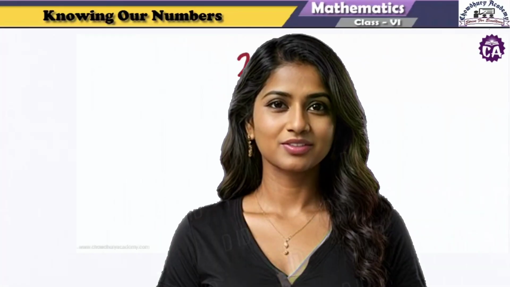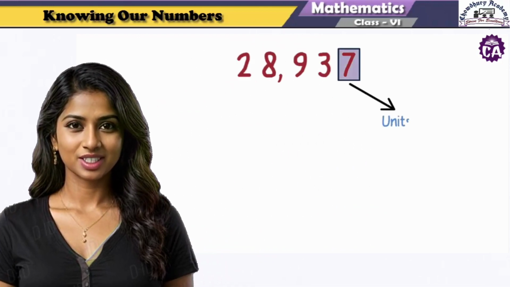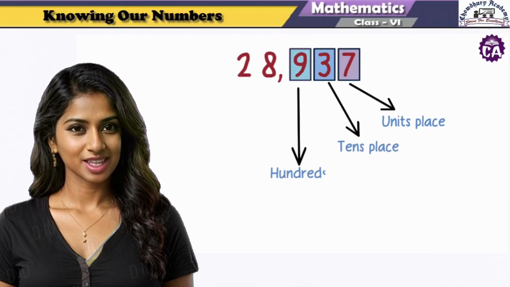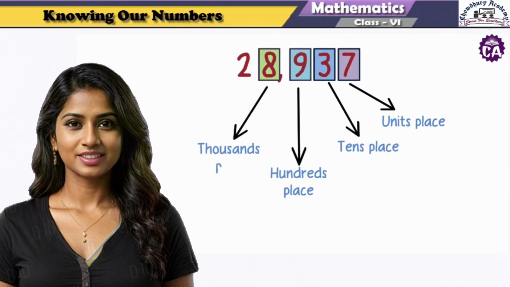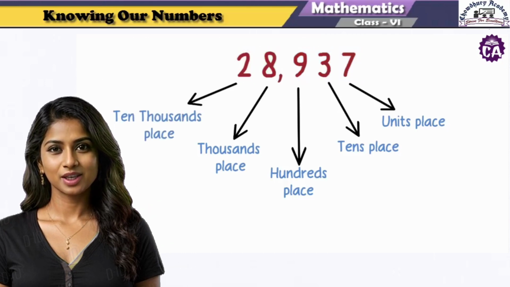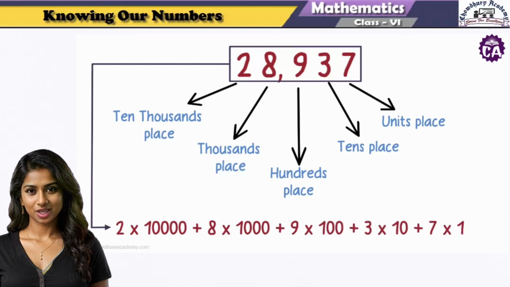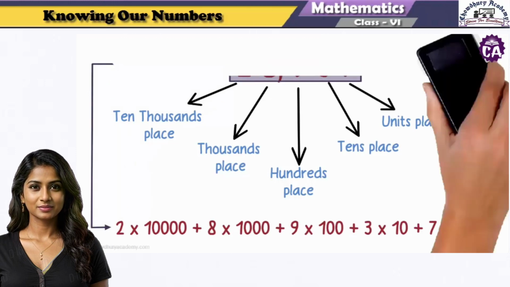We've dealt with 5-digit numbers before. In this number, 7 lies in the units place, 3 lies in the tens place, 9 in the hundreds place, 8 in the thousands place, and the digit 2 lies in the 10,000 place. On expansion, it can be written like this. Solving this expression will give us this number.